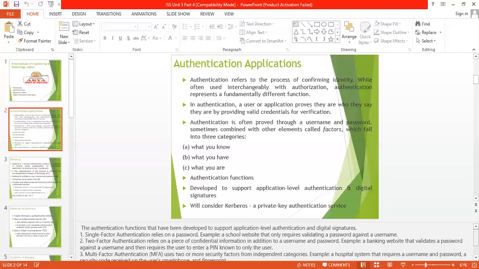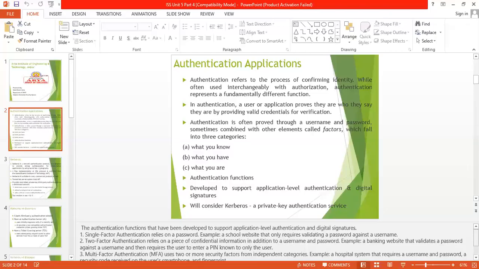authentication functions. Basically, authentication functions have been developed to support application-level authentication and digital signatures. There are basically three types of authentication function. One is single-factor authentication, which relies on the password. For example, a school website that only requires validating a password against a username.